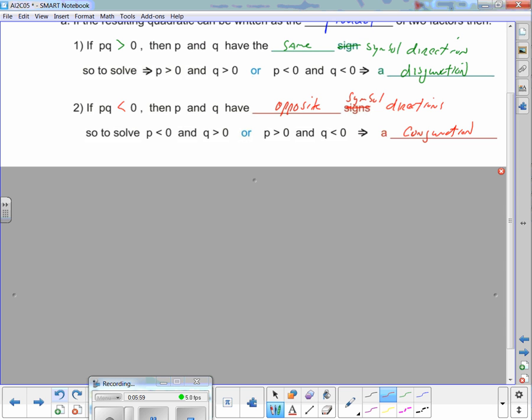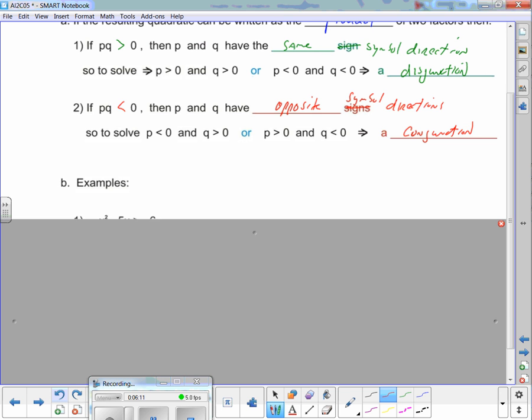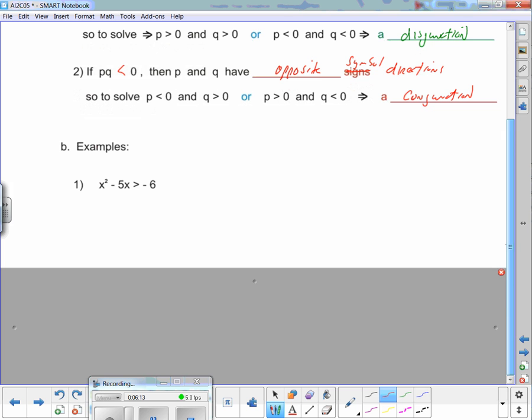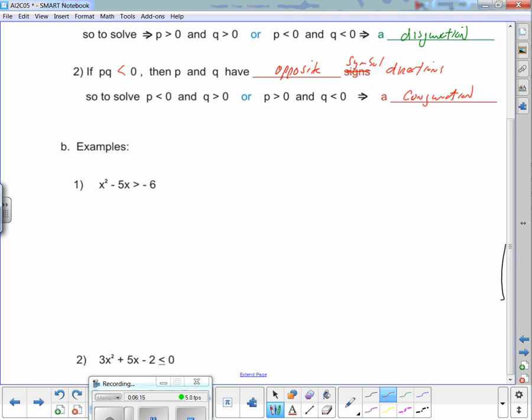Conjunction. Okay, so we've got conjunctions and we've got disjunctions, and we've got to split it up into these products of factors. Let's see if we can make heads or tails out of what's going on. First example.